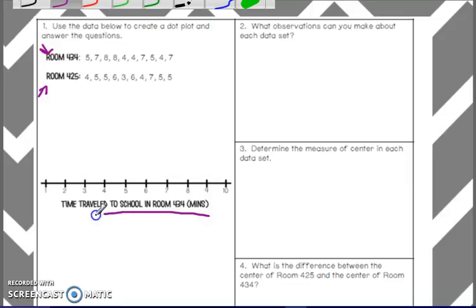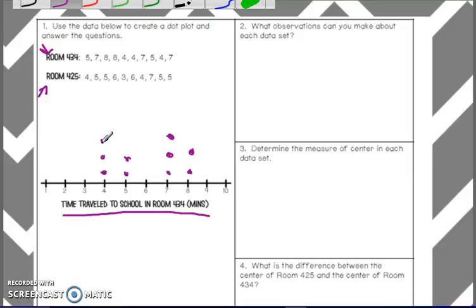So we're going to do room 434 first, and someone traveled 5 minutes, so we're going to put a dot there. Someone traveled 7, so we're going to put a dot there. 2 people traveled 8, so I'm going to put 2 dots on top of each other. 2 4s, another 7, another 5, another 4, and another 7. So the 4 should have 3 dots, the 5 should have 2 dots, the 7 should have 3 dots, and the 8 should have 2 dots.